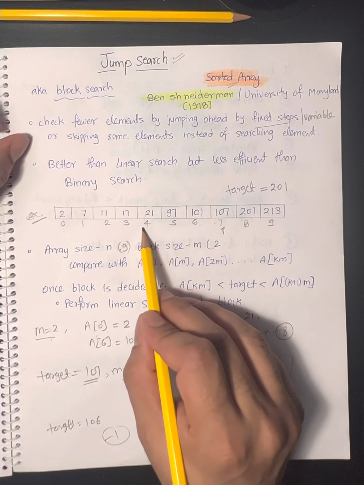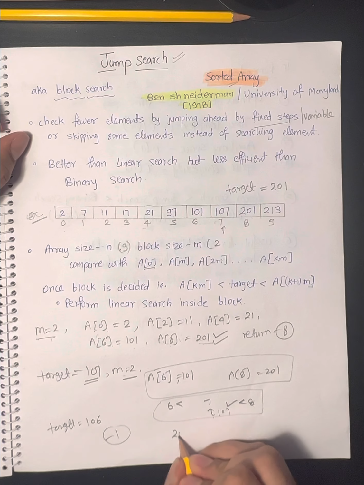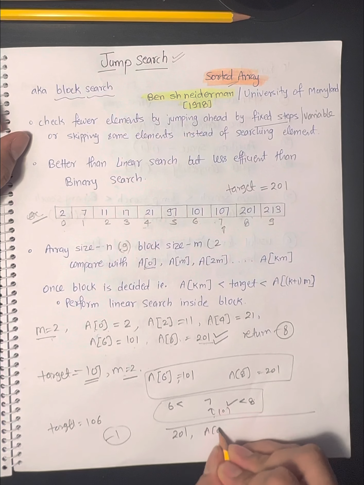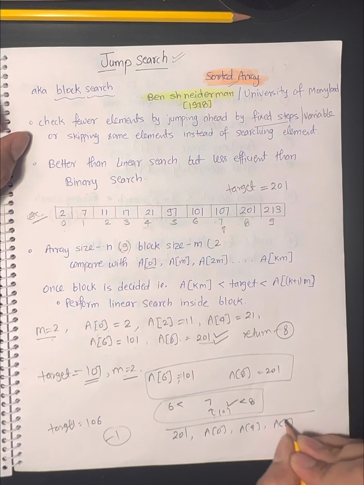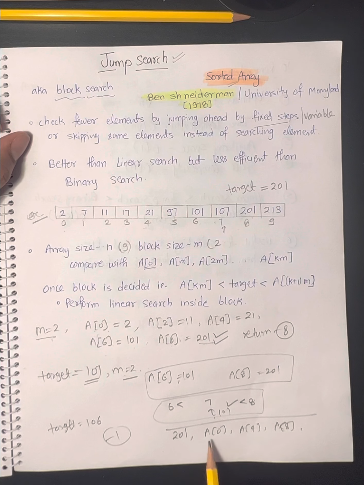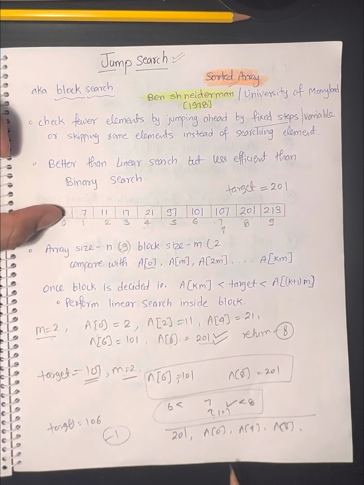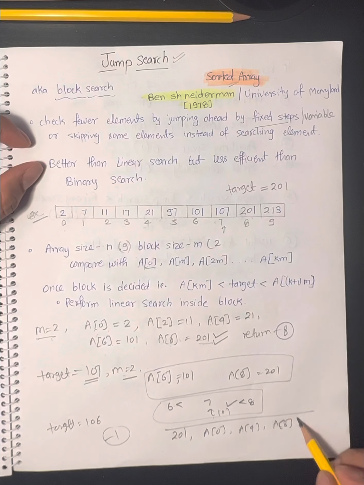So if we keep m equal to 4 and we try to find the same element 201 with m equal to 4, then we compare a of 0, then a of 4, then a of 8, then we don't have a of 12, so we stop here. Okay, so a of 0 is less than 201, so we move ahead. A of 4 is less than. A of 8 is 201, we get it here.